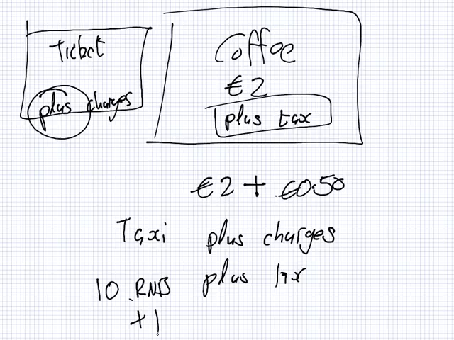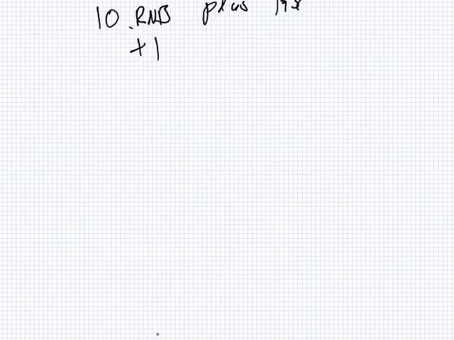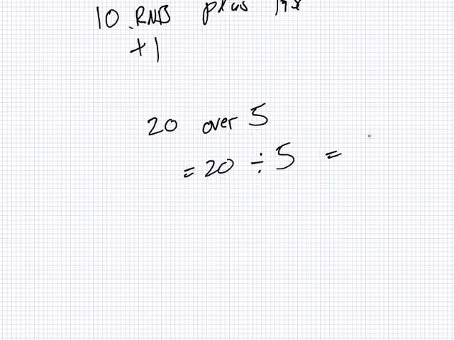Over? Over and into divided, all of it is half. No, it doesn't have to be half. So for example, 20 over 5 equals 20 divide 5, which equals 4. Yes.